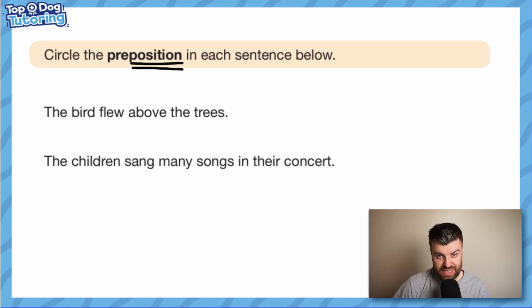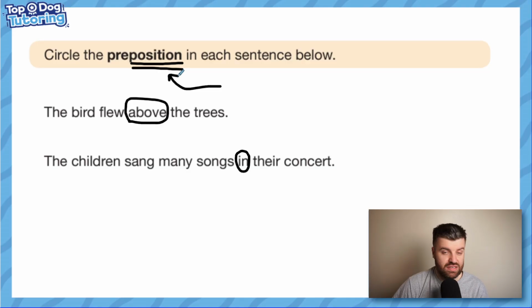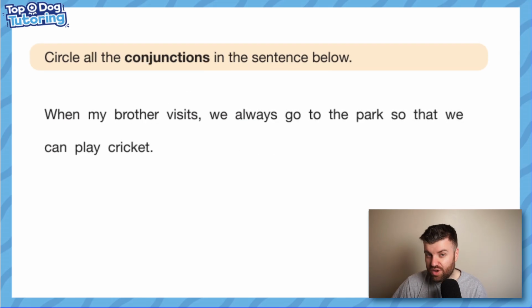Okay, preposition telling us about the position of something. The bird flew above the trees. It's where. The children sang many songs in their concert. Honestly, I think prepositions are one of the easiest ones to learn simply because, number 1, there's a big hint inside the word. Number 2, just whichever words tell us where something's happening. Quite simple.